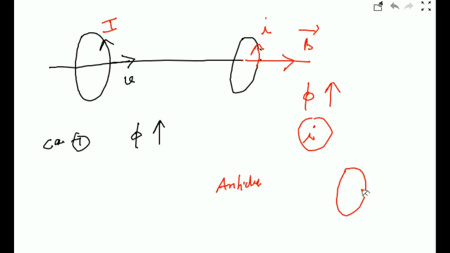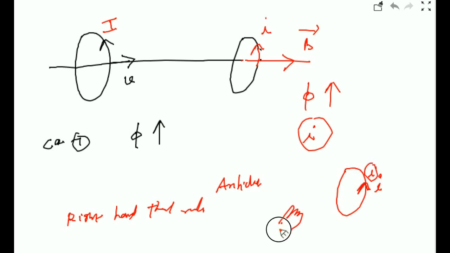And you know, if you have a current carrying I, what is the direction of magnetic field? You can use the right hand thumb rule. Put the thumb in the direction of current and curl your fingers, and the fingers will give you the direction of magnetic field.